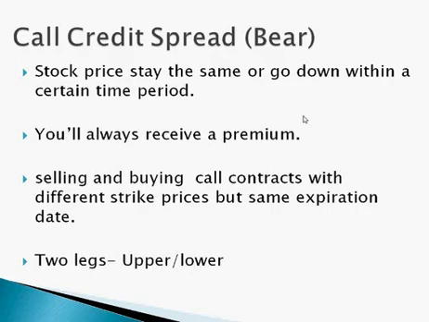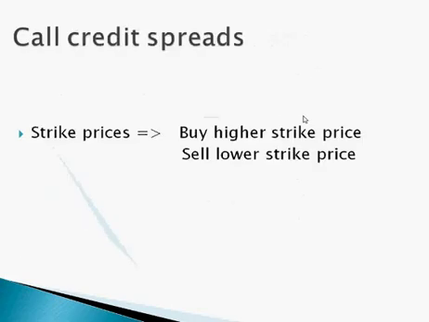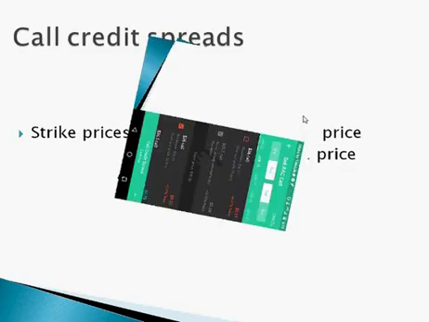So a call credit spread is simultaneously selling and buying call contracts with different strike prices but the same expiration date. Since we're buying and selling, we have 2 legs. There's a higher leg, the upper leg, and the lower leg. For a call credit spread, we're going to buy the higher strike price to protect our downside, and then we're going to sell the lower strike price. So that's going to be the one that's going to make us the money.